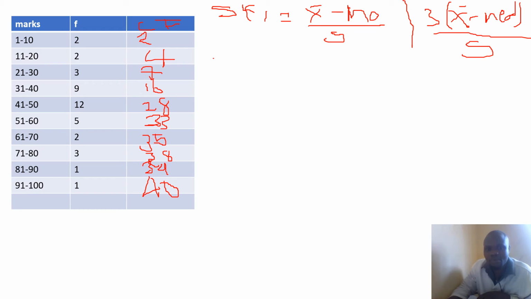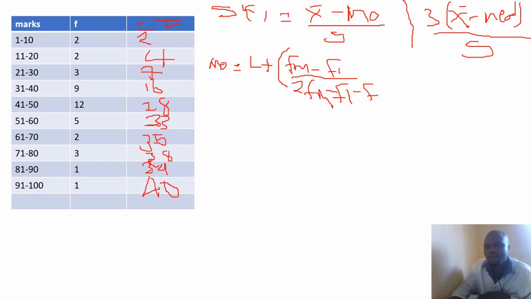We know that to get the mode, our mode is equal to the lower class limit of the modal class, added to the modal frequency minus the previous frequency f1, divided by 2 f mode minus f1 minus the preceding or the above frequency f2, and then all this we multiply by our class interval.